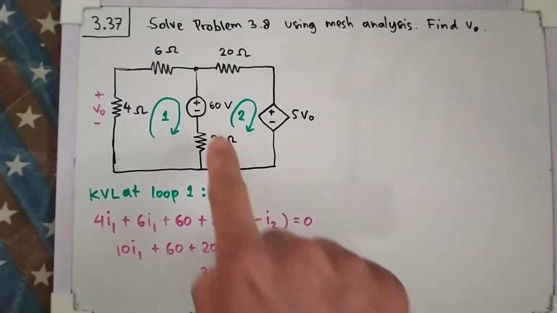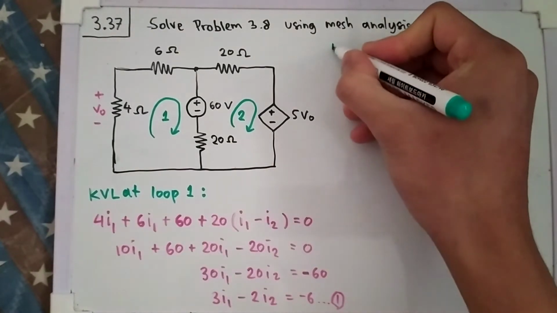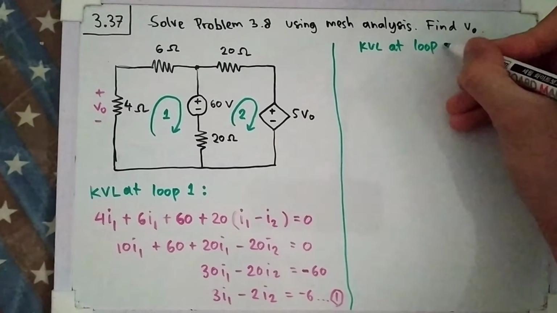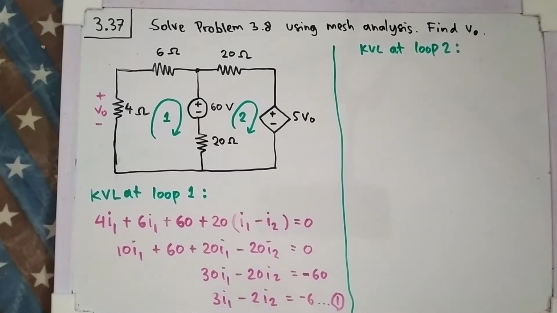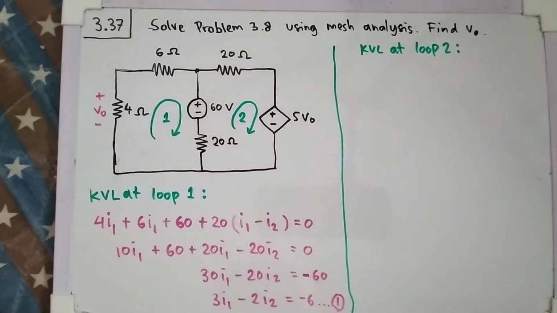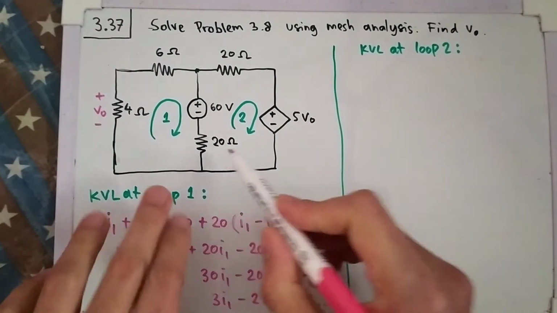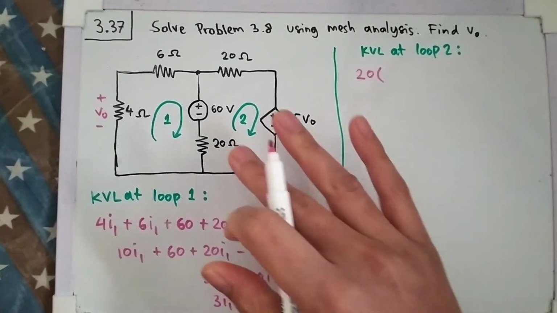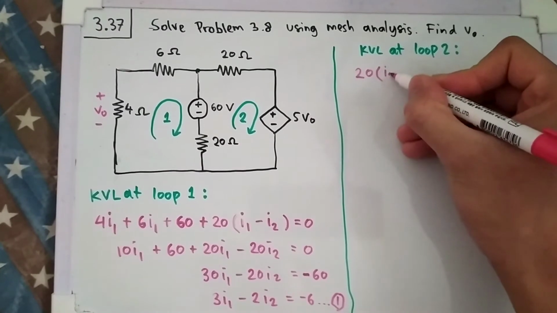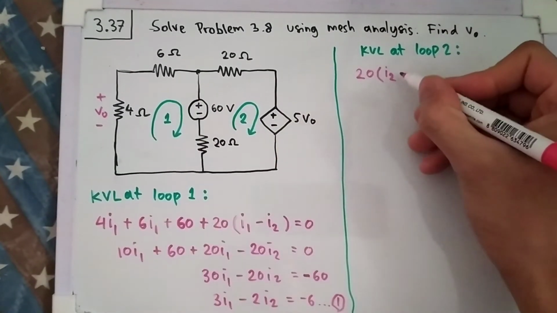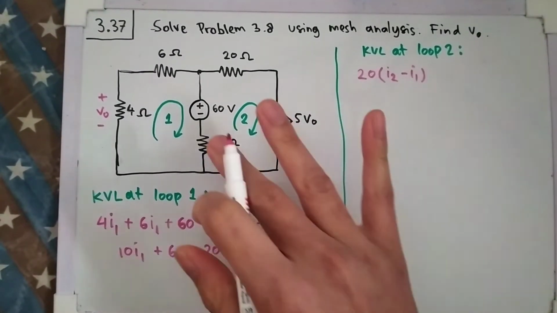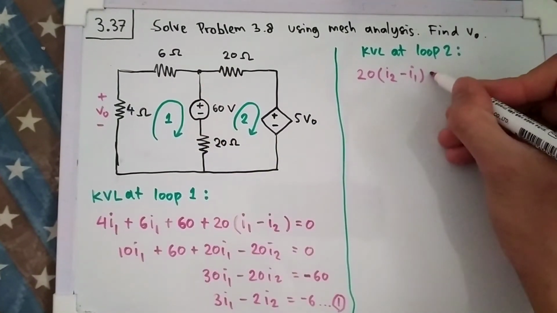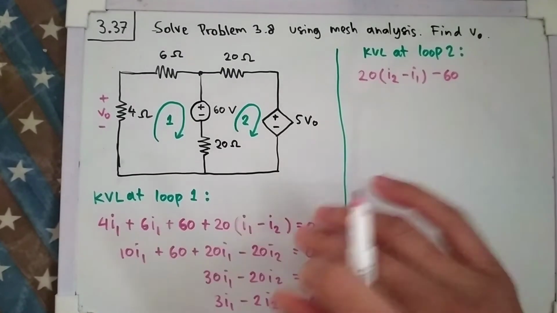So we move on to this second loop. We will use KVL at loop 2. Again, we have 4 components: 1, 2, 3, 4, and we will start in this component here. So we will have 20 ohm, but it is a resistance, so we need to multiply it by the current. This current is I2, but it also has this current here, minus I1, and then we move to this voltage source. It is flowing from minus to plus, so it is minus 60. It is already voltage, so we don't need to do anything about it.